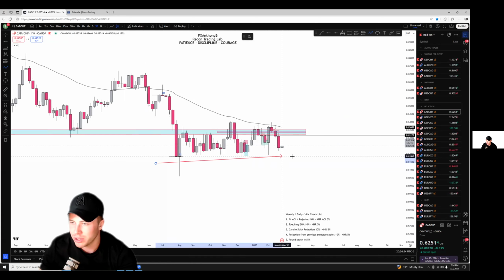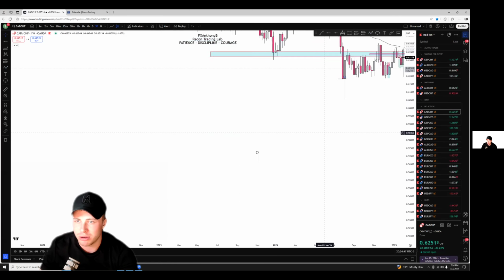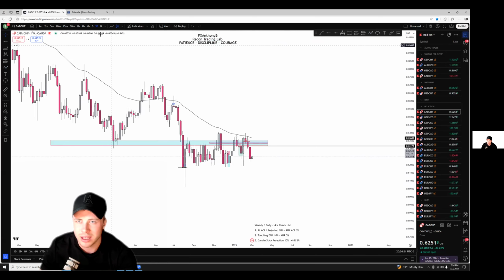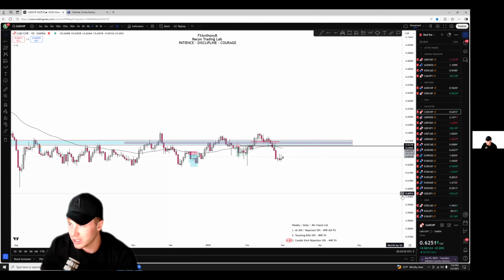There's also a weekly area of interest right here. So now we're stuck in between two weekly areas of interest. What are we going to do? Quite frankly, we want to see it break above to then buy or break below to then sell. But if it broke below, how would we know when to take profit? You don't. So quite frankly, just for it to be this low, I'm not interested.